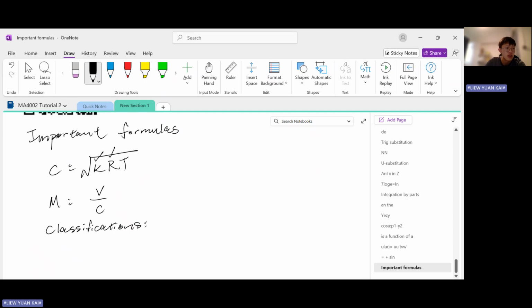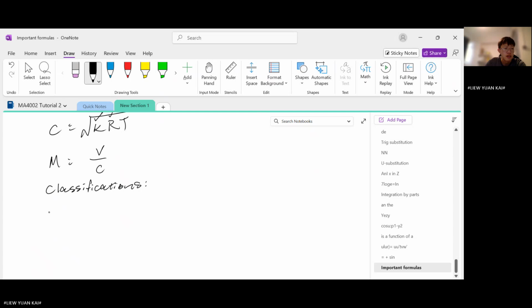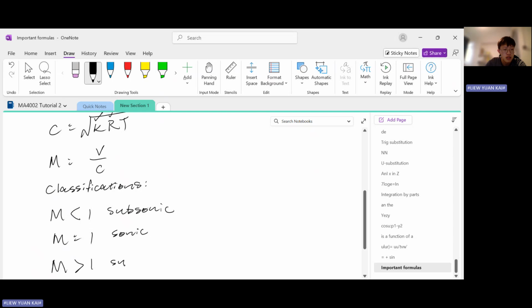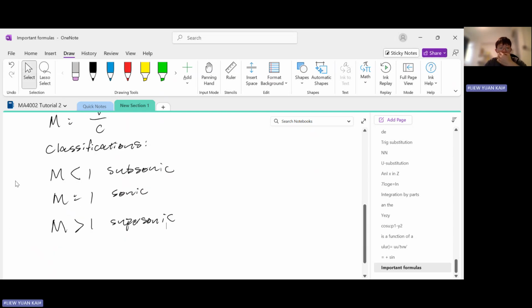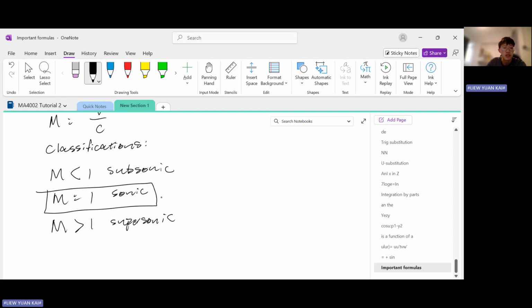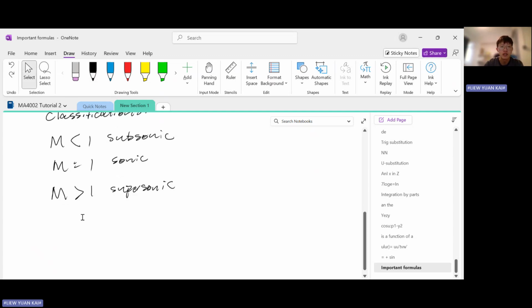So let's take a look. We have classifications, and there are three broad categories of compressible flows. Number one is subsonic. Number two is sonic, and number three is supersonic. Let's take a look at the names first. Let's start with sonic, M equals 1. What does sonic mean? Sonic means related to sound, and in here, it means related to the speed of sound.